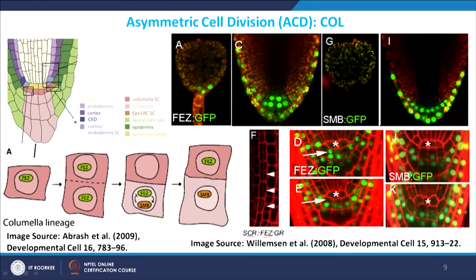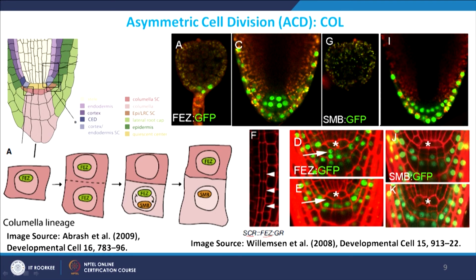But if you look at the expression pattern and their regulatory network, it is very important. So, if you look, FEZ is not expressed in the QC, but it is expressed in the initials, which is the columella initials, and then when these columella initials undergo the process of cell division, the expression of FEZ remains in the lower cells, but it totally and very quickly disappears from the initials which are close to the QC. And SMB induction starts only in the lower layer, which is the initial daughter cells of the initials.